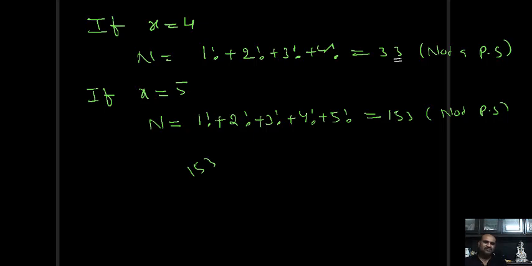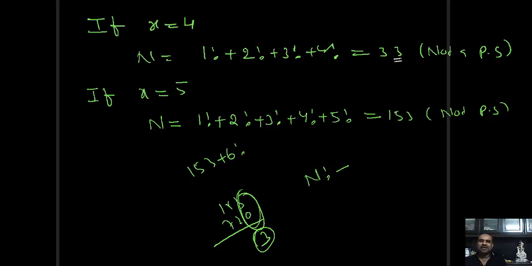When x is taken as 6, what should we do? We need to add 6 factorial to 153. 153 plus 720, again ends with 3 only. Ends with 3 means what happened? The sum ends with 3 when x equals 6. So no square number ends with 3. What is the meaning of that? If x is equal to 5, it is not a perfect square. x equal to 6 also, it is not a perfect square.